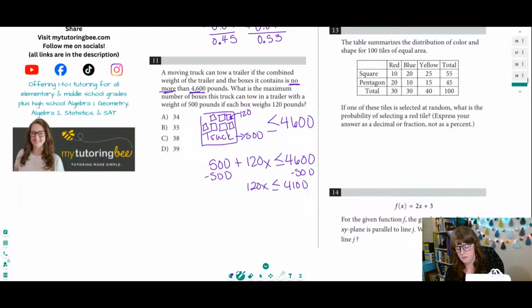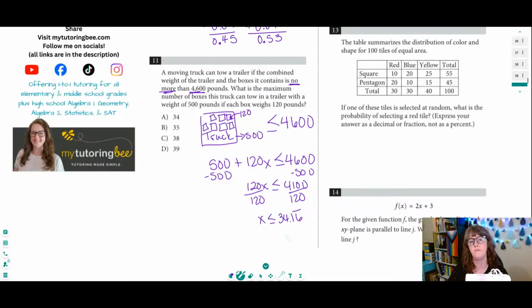Let's see what that is. I feel like it's gonna go in evenly. We're gonna divide by 120. And so then we get x is less than or equal to 34.16 repeating. Now, obviously, we're not going to have a decimal of a box. We're gonna have whole numbers for boxes. So then the question is, what is the maximum number of boxes?